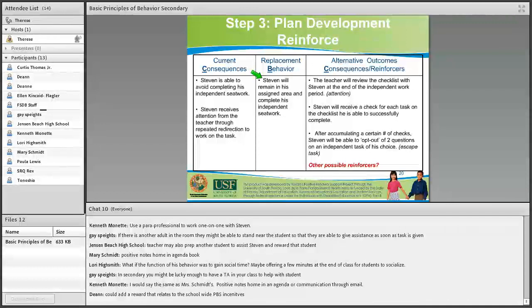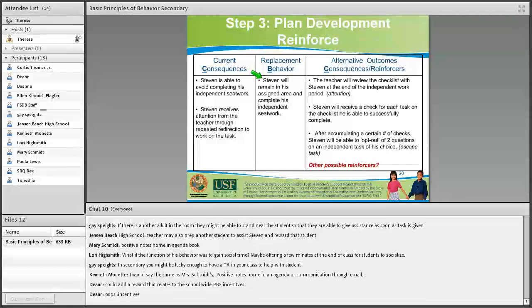Absolutely, you could, Deanne. That's why we have the Tier 1 system in place in our schools, to give teachers more tools to work with. So if you do already have something in place, then you can do something with an individual student that builds on that current system. Absolutely.